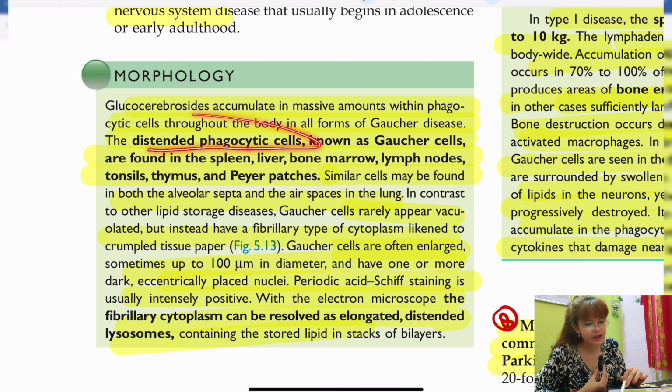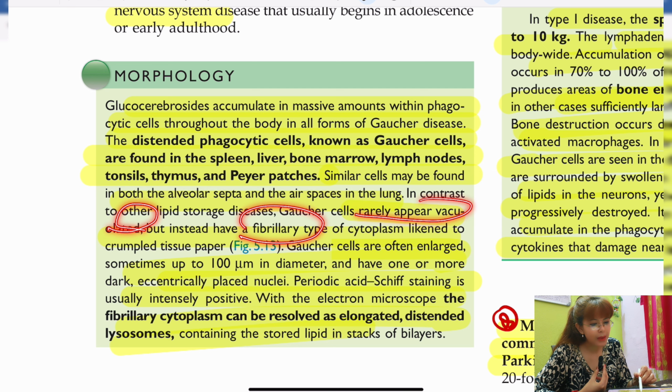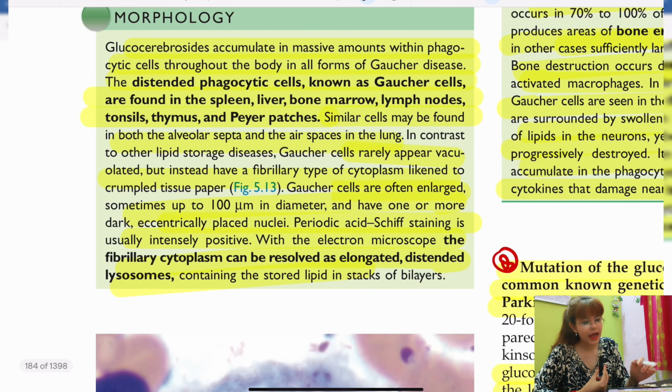These distended phagocytic cells, known as Gaucher cells, are found in the spleen, liver, bone marrow, lymph nodes, tonsil, thymus, and Peyer's patches. Gaucher cells rarely appear vacuolated, but they have a fibrillary type of cytoplasm which is likened to crumpled tissue paper. And yes, they are very big and they have eccentrically placed nuclei. The periodic acid Schiff staining is usually intensely positive.